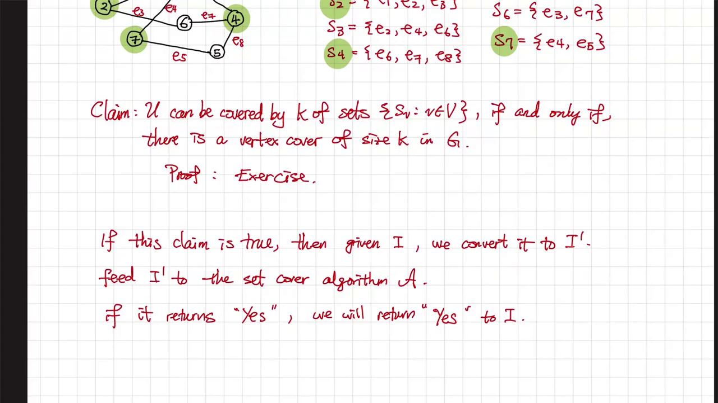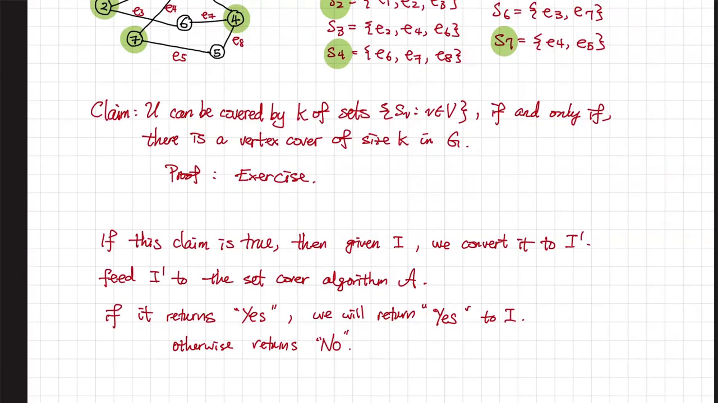It's the same result, right? Because if there exists a set cover, I can translate it to our vertex cover result. So if the answer is yes to their result, then the answer to our problem for the vertex cover will also be yes. If they return no, then we will also return no. So for the decision version, the result is the same.